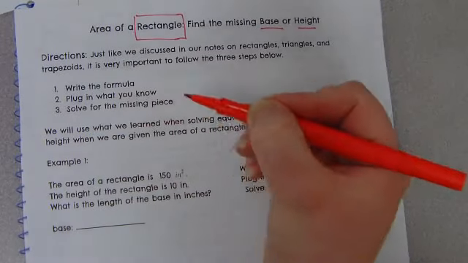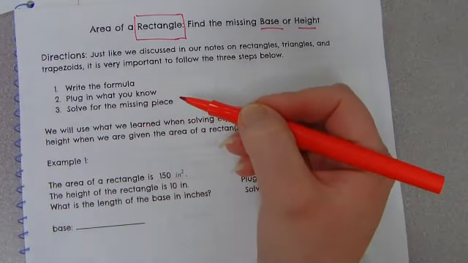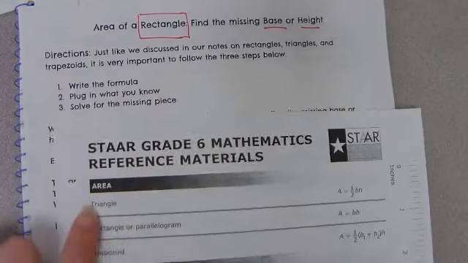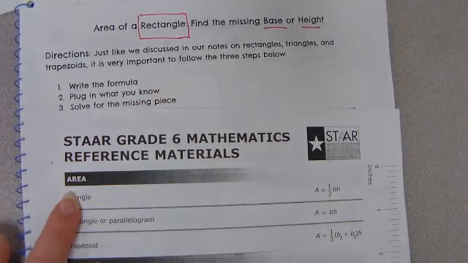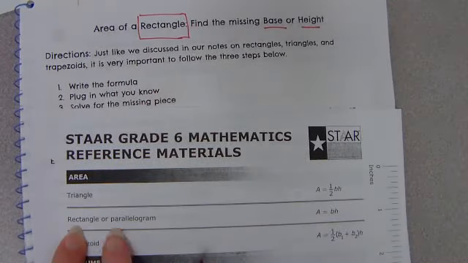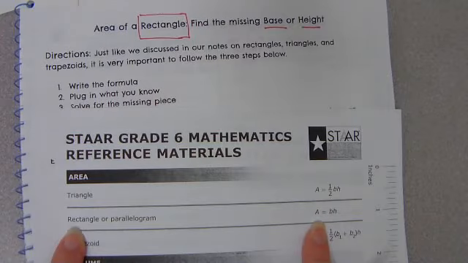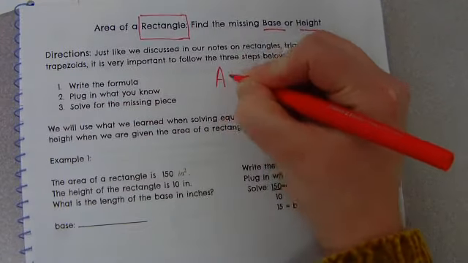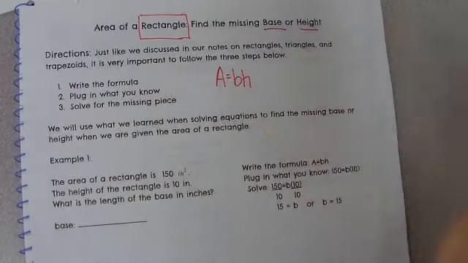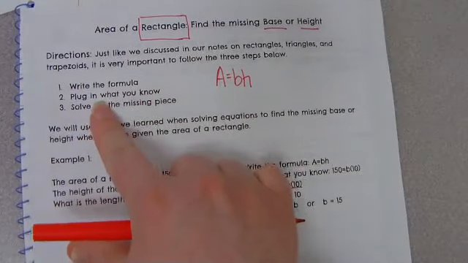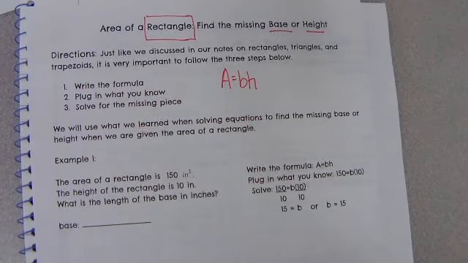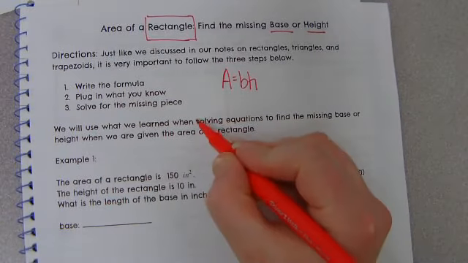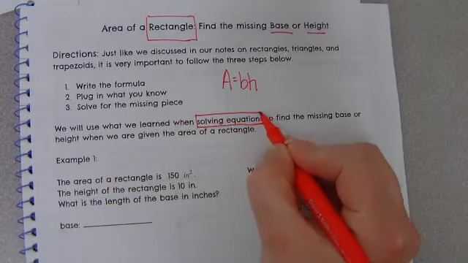You're going to write the formula that we know we use to find the area of a rectangle. So I know when I look at my formula chart, to find area for a rectangle or parallelogram, I use the equation A equals base times height. So I'm going to write A equals base times height. Then we have to plug in what we do know, whatever numbers they give us, and then solve for the missing piece, which is going to require us to solve equations.